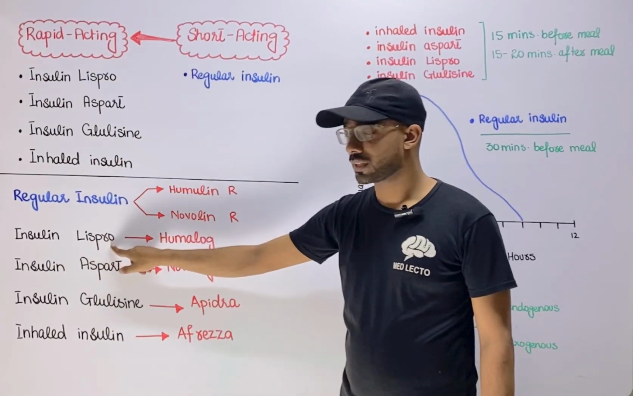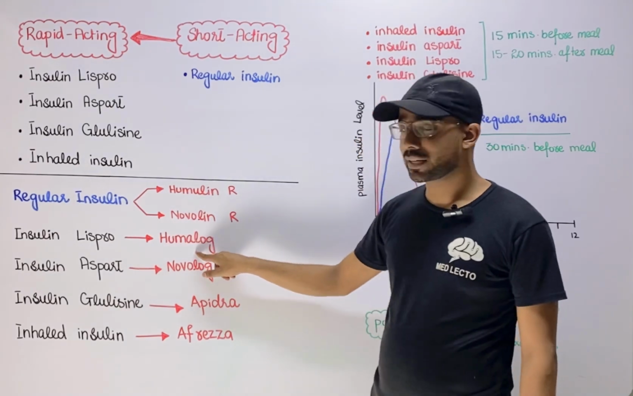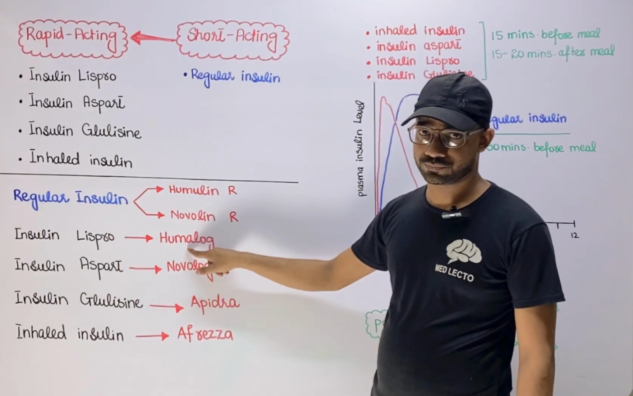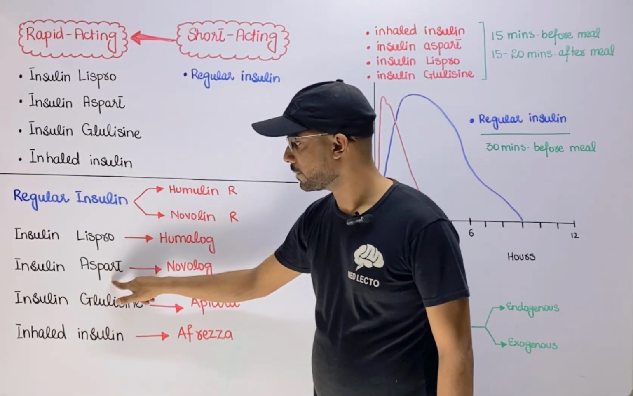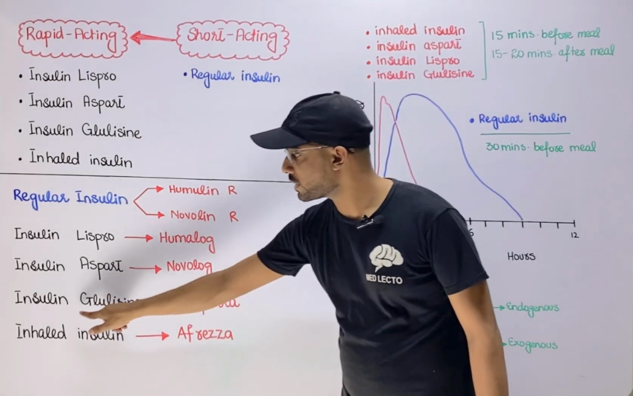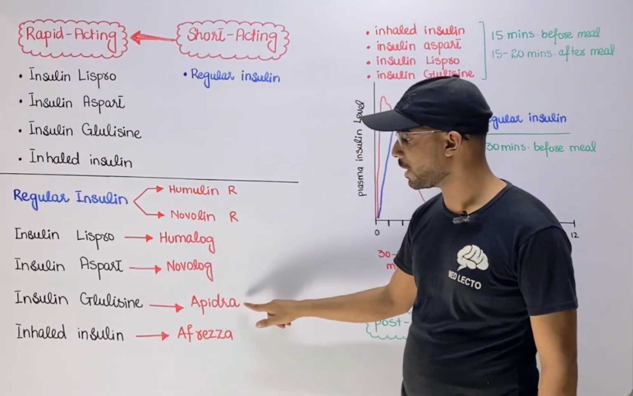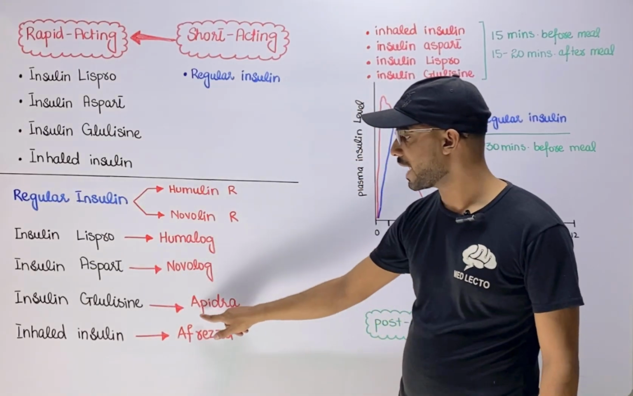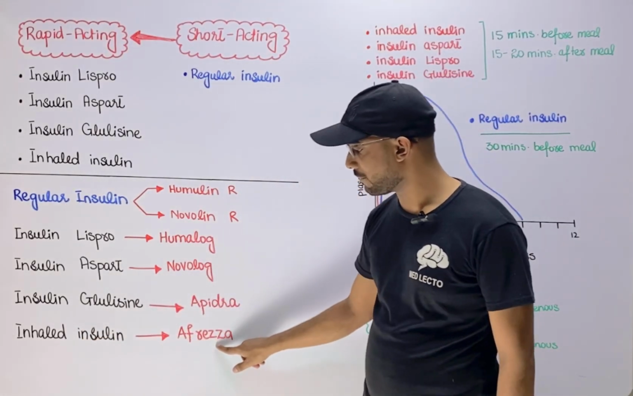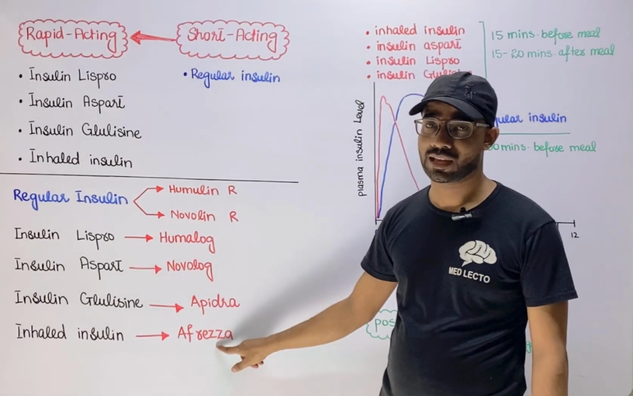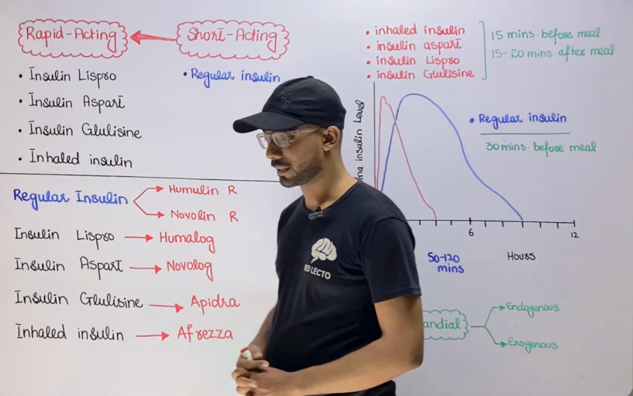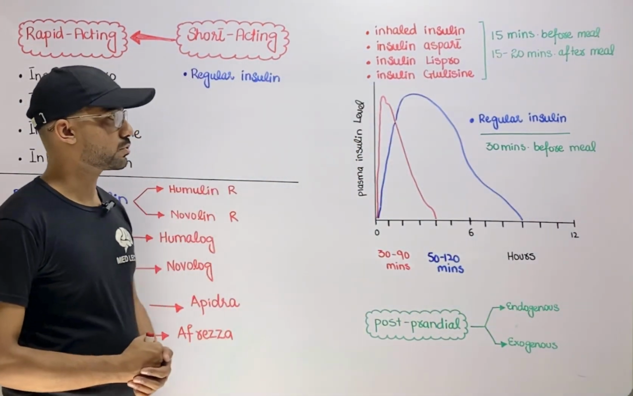Insulin lispro is basically a generic name, and in the market, it will be available with the name of Humalog. Insulin aspart in the market will be available with the name Novolog. Insulin glulicine will be available in the market with the name of Apidra. And inhaled insulin will be available as Afrezza. So these are the different analogs of the insulin.